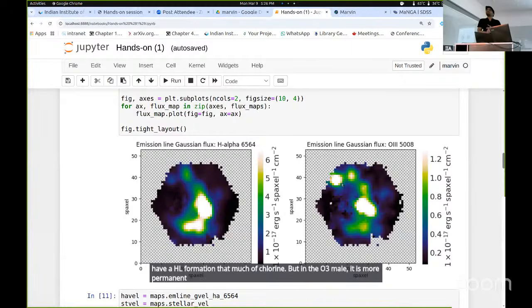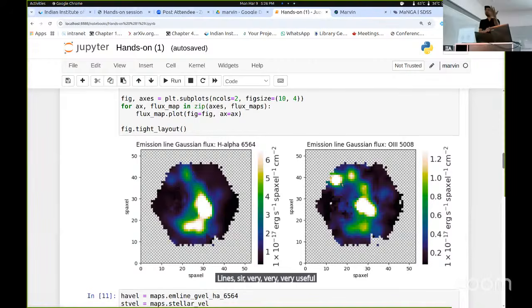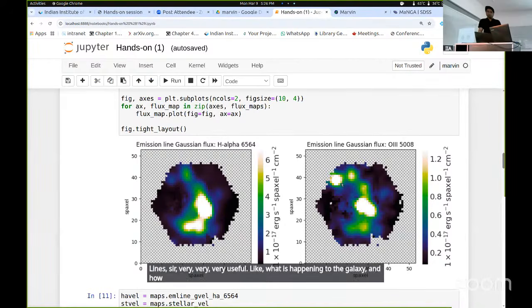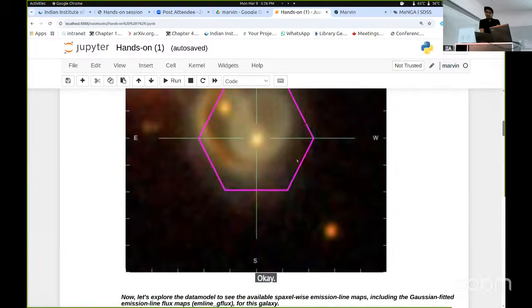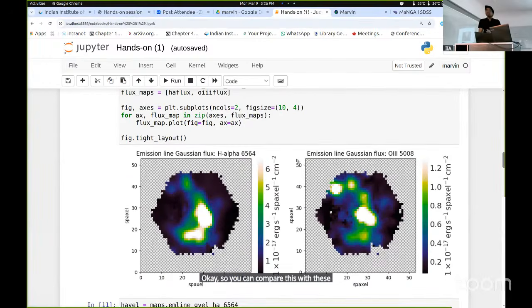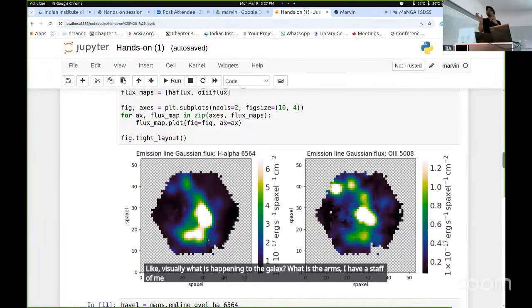If you want to see the signature, these lines are very useful, like what is happening to the galaxy and how the interaction is going. So you can compare these maps and see visually what is happening to the galaxy, whether the arms have star formation and whether O3 emission is there in the nuclei. You can check other emission lines also, H beta, O3, N2, whatever you are interested in.